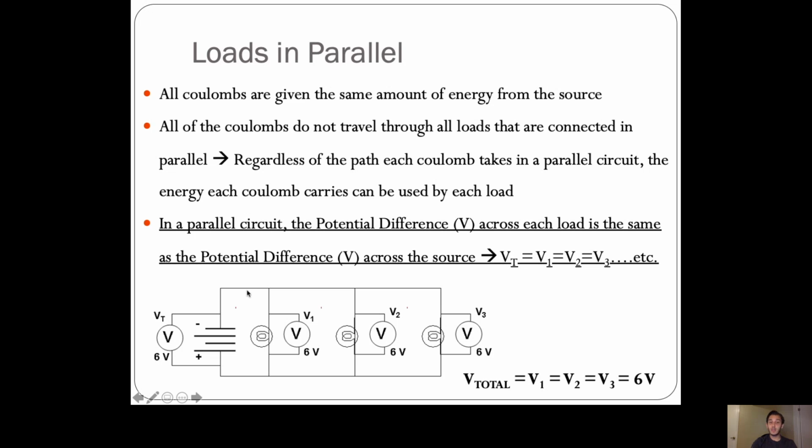And that means that it doesn't matter which way it goes, it was provided the same amount of energy by the source. So every electron, whether it goes down this branch or this branch or this third branch, was given the same potential difference, okay? And that potential difference will be represented in the voltage drop, okay? So 6 volts, 6 volts, 6 volts. We're not adding, we're just looking at the source. What's the voltage at the source? Well, that will be the voltage in each of these branches, okay?